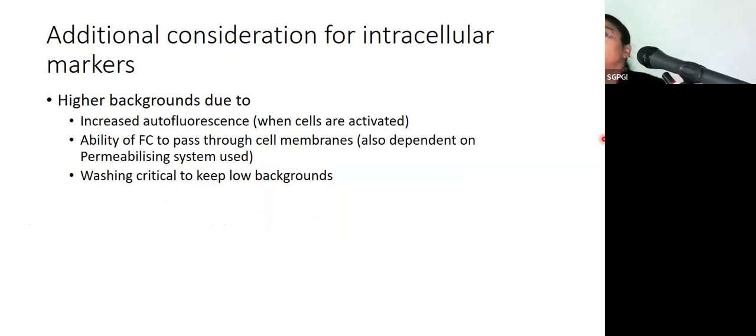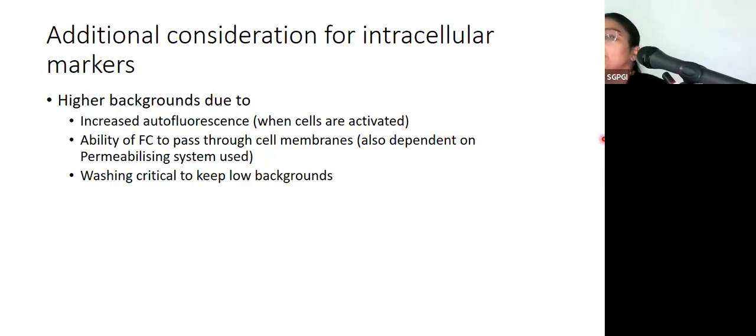Now, additional things that need to be considered for any intracellular staining is that intracellular staining will always have high backgrounds because of higher autofluorescence, because of the fluorochrome having to pass through cell membranes, because of permeabilization, and the washing steps are critical to keep low backgrounds.